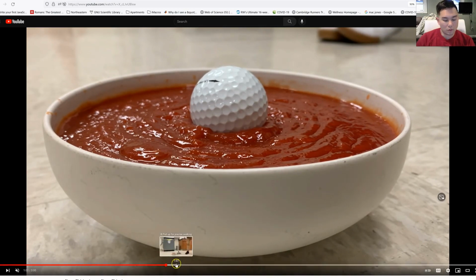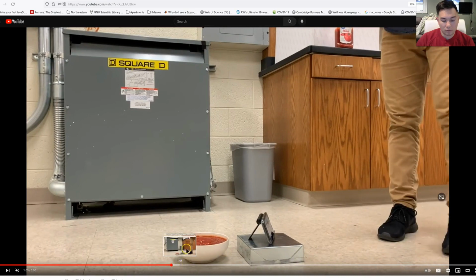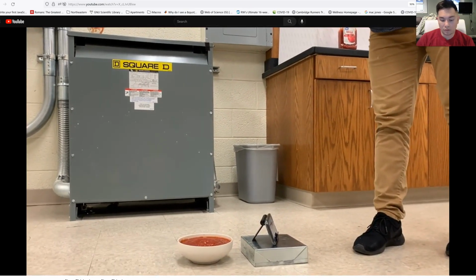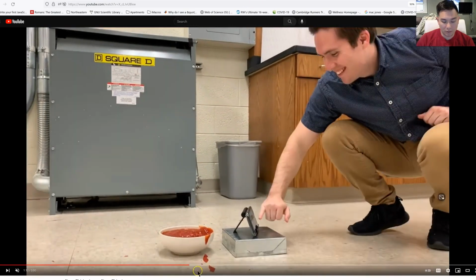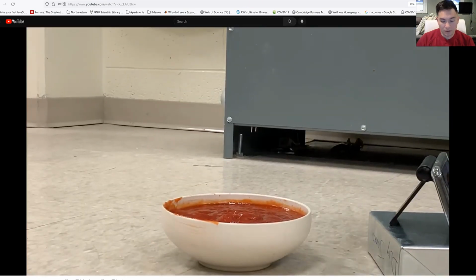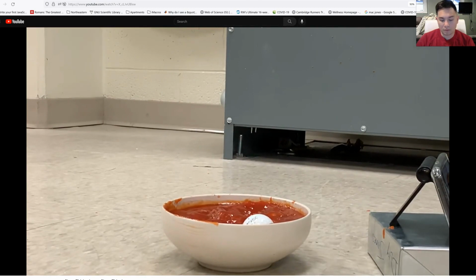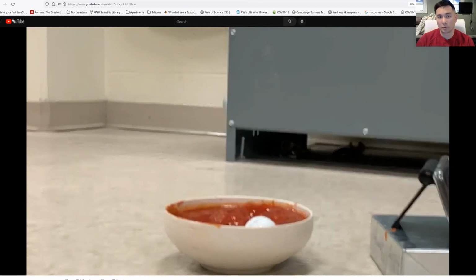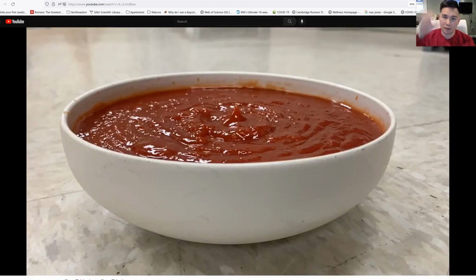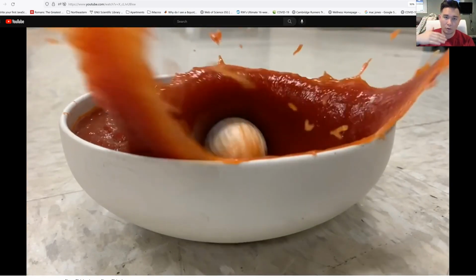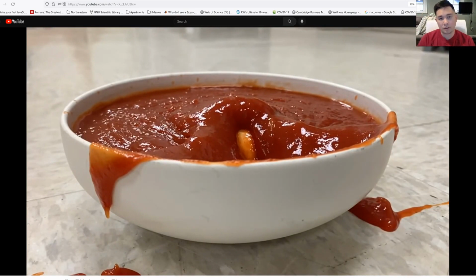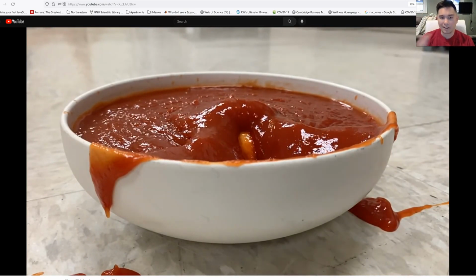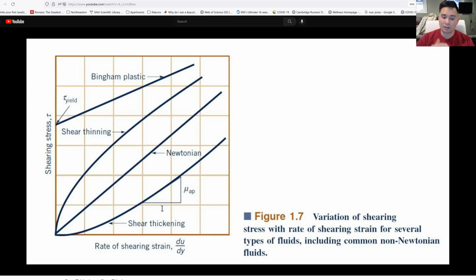So what happens though if we hit the golf ball into the ketchup at a much higher rate of speed? Well, with the high speed camera, we can see now the golf ball has no problems bouncing into the bowl of ketchup. So the higher velocity gradient, because the ball is going faster, results in a lower viscosity, or a lower effective viscosity, of the ketchup itself. So that's the idea of shear thinning. The larger the gradients, the weaker the viscosity.